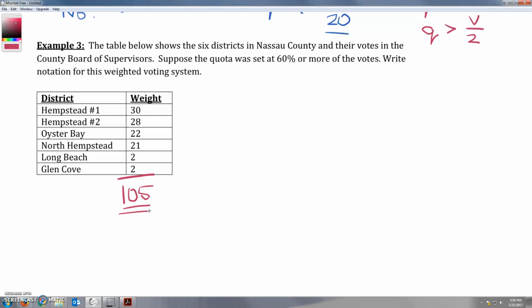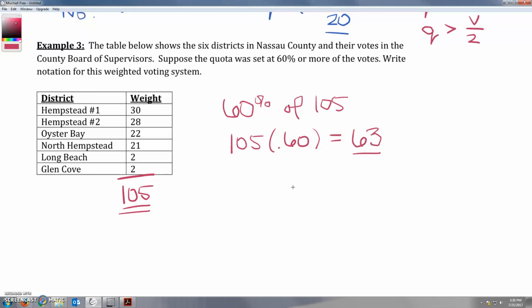All right, so 105 is our total number of votes, and we want to know what 60% of 105 is, so we're going to take that 105 and we're going to multiply it by 60% written as a decimal, so 0.60, and we multiply that out and we get a nice whole number, 63.